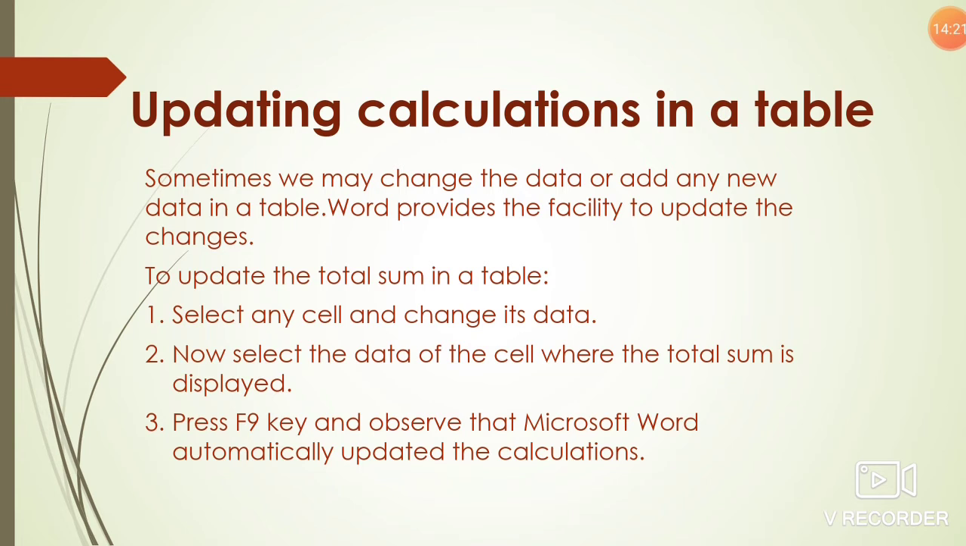Then after this, select the cell where the total sum is displayed. You have to go to the place where the result of the sum is. Select that cell and then simply press F9. Then you will observe that Word automatically updates the calculation. Simple. Change the data whatever you want to change, then select the cell where you want your result, then press F9, then Word automatically updates your calculation. This is a very simple method.